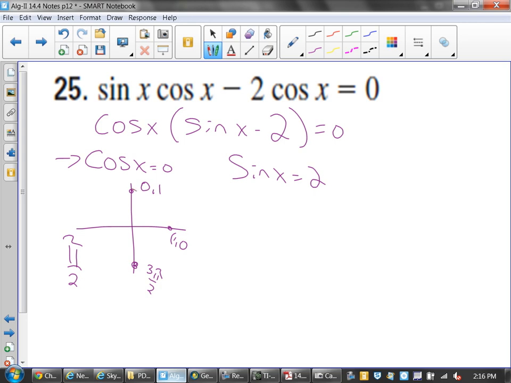So now, if I start at pi over 2, if I just add pi, aren't I here? If I add pi, aren't I back here? And so on and so forth. So I can just write pi over 2 plus pi n for this case.